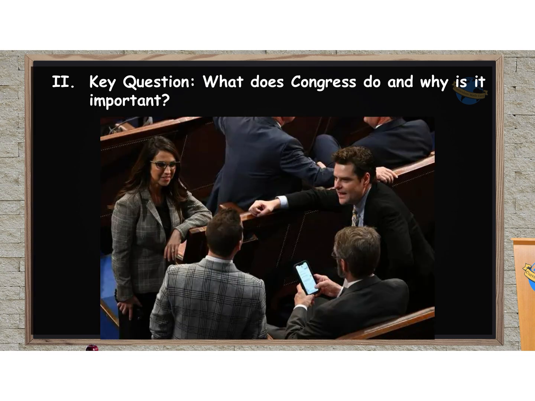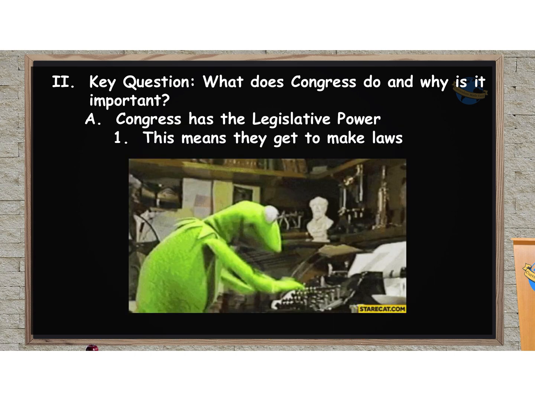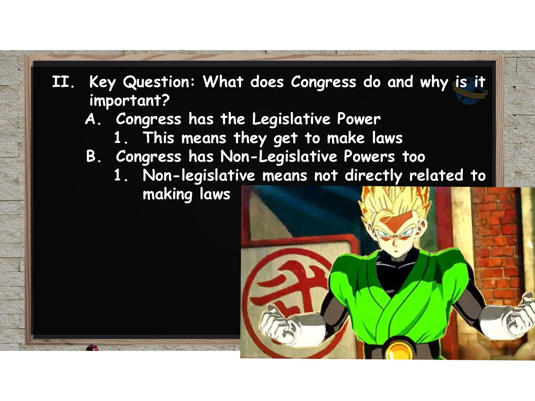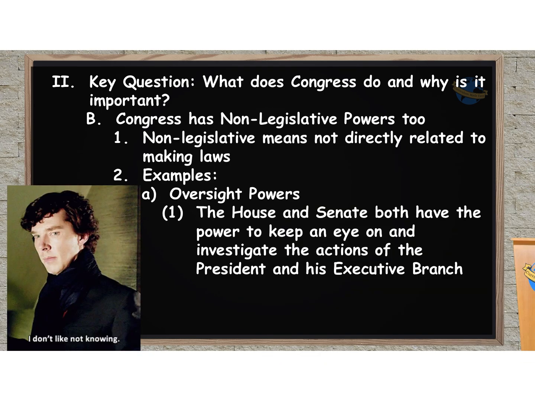Alright, now that we have a basic idea of what Congress is, let's take a look at what they do and why it's so important. So as mentioned, Congress has the legislative power, the power to make laws. But that's not the only thing they do. They also have what's called non-legislative power. These are things they can do that are not directly related to making law. One of these most important powers is known as the oversight power.